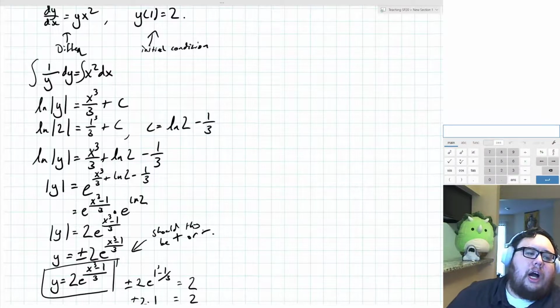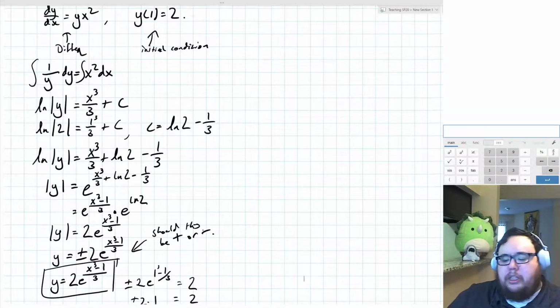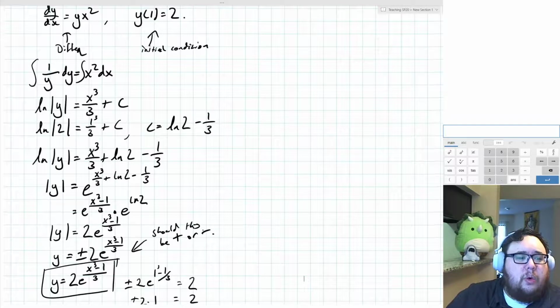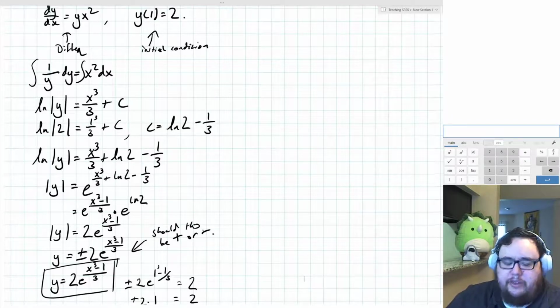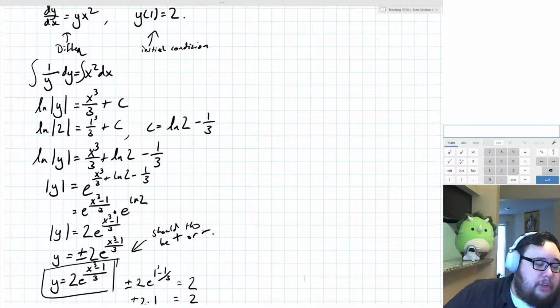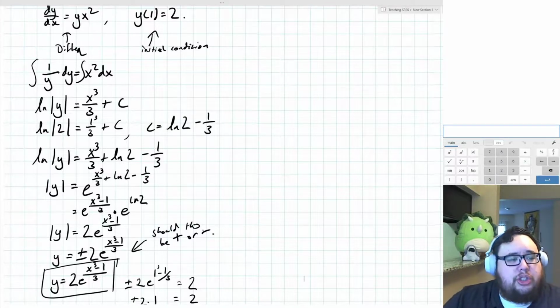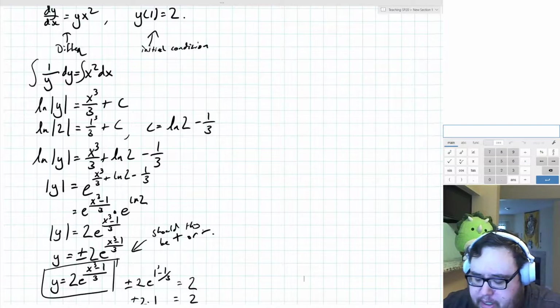All right. I want to take a look at a couple of these in a little bit more context. And one of the important contexts is that every exponential growth model, or decay model for that matter, is actually the solution to a differential equation of this variety.